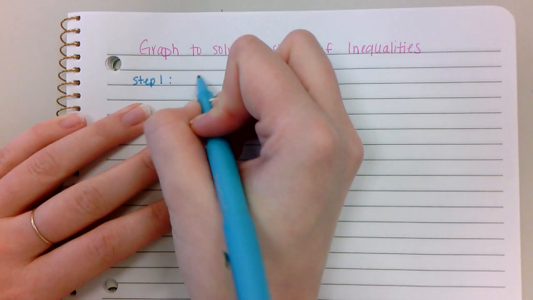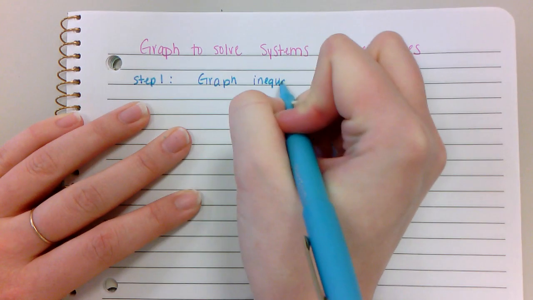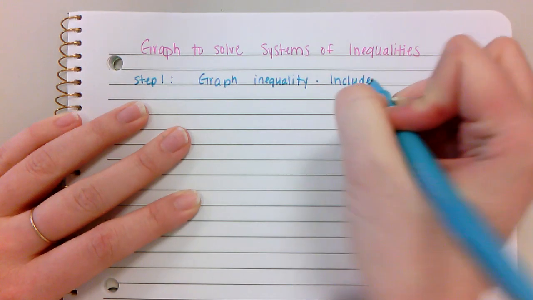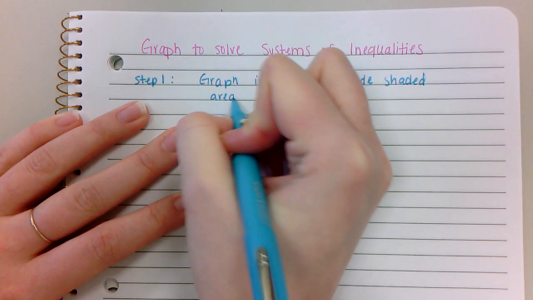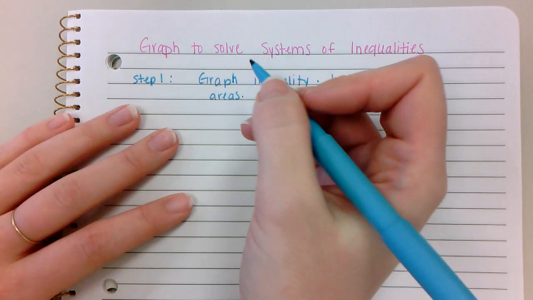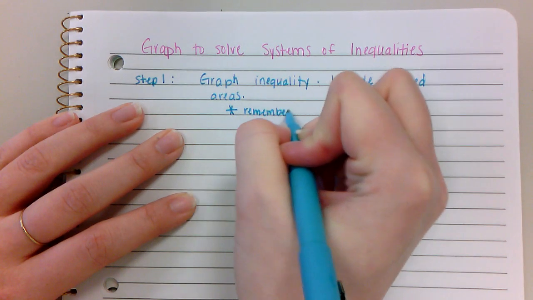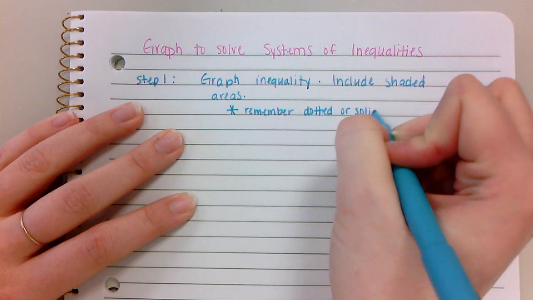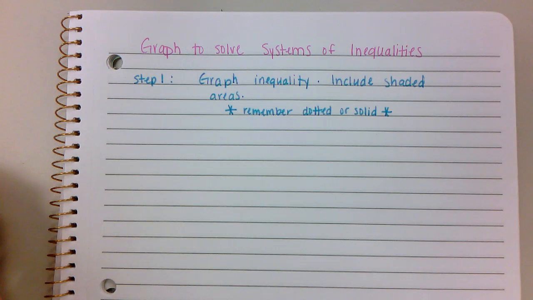The first step, graph the inequality. Include the shaded areas. That's important. And we just practiced how we graph and how we shade. So don't forget, I'm going to put right here as a reminder, remember dotted or solid. Your lines can be either or. This isn't just a solid line when we graph a linear equation, because these are inequalities.